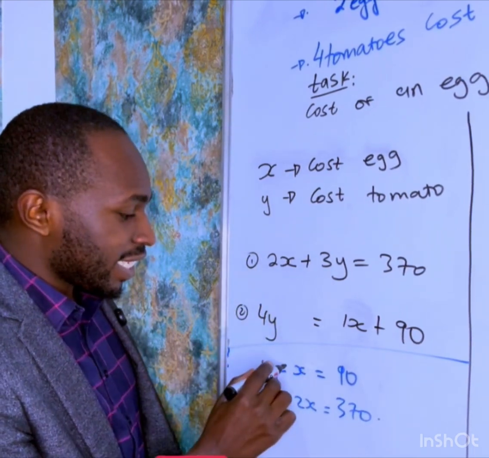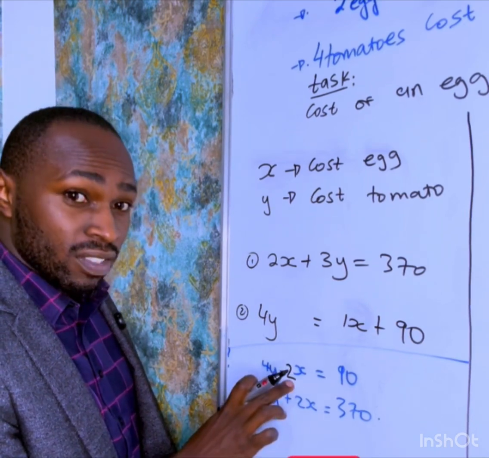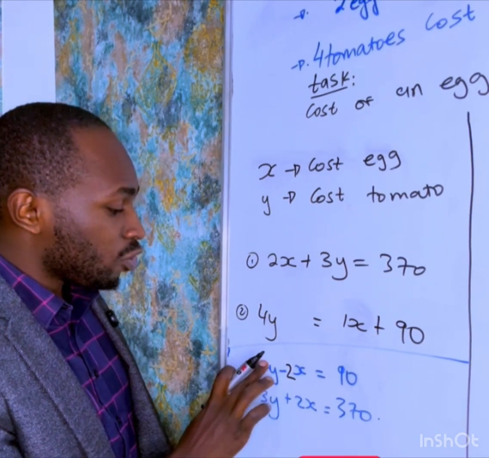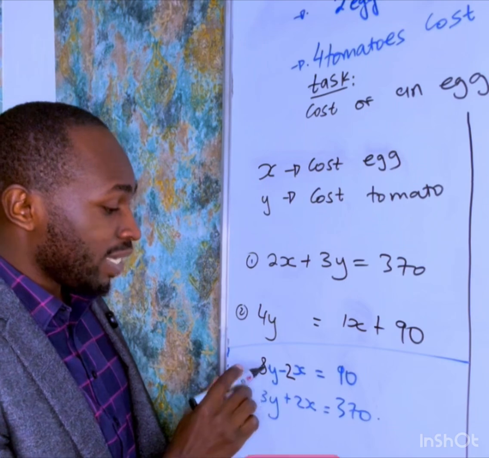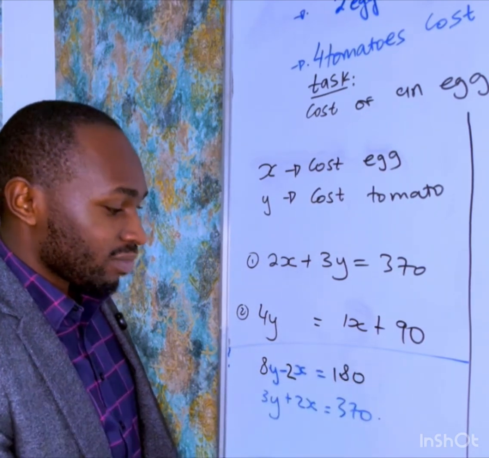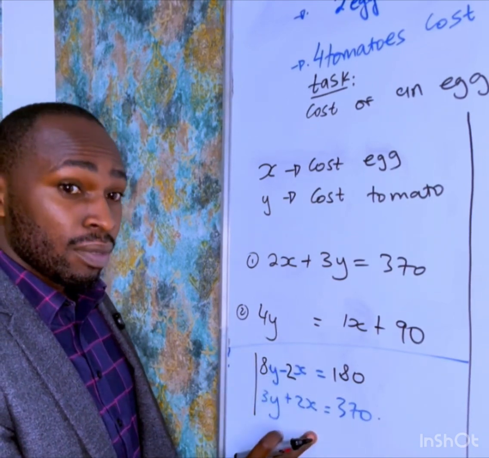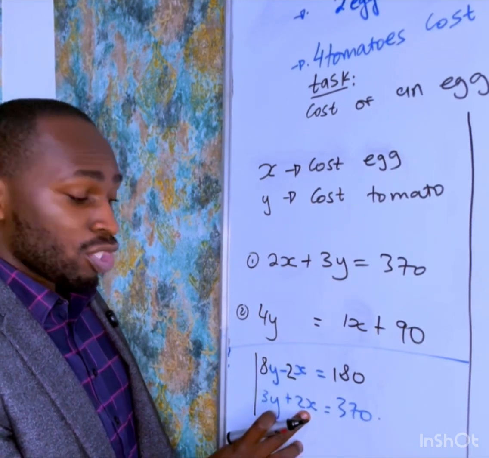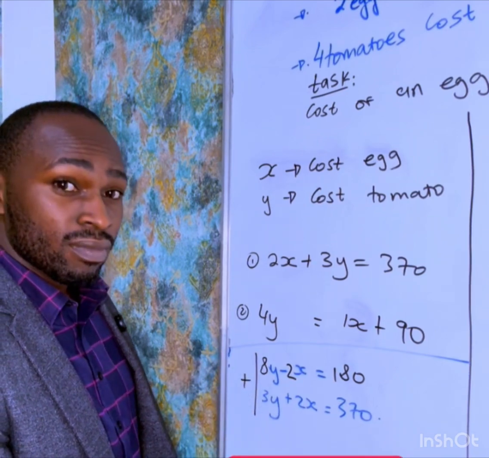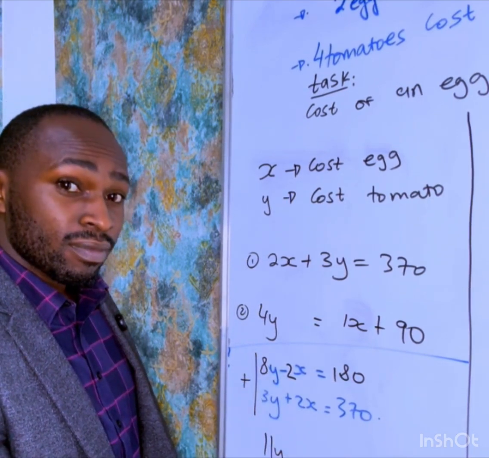If we multiply this x by 2, it will become 2x. But you can't only multiply this, which means we shall also have to multiply this 4 by 2, so to make it 8. And we multiply this 90 by 2 to make this 180. Now the whole thing has changed. It is going to become easier for us to lose the x because we have a 2 up and a 2 down. So we only need to add the 2 equations to get 11y and to lose the 2x.